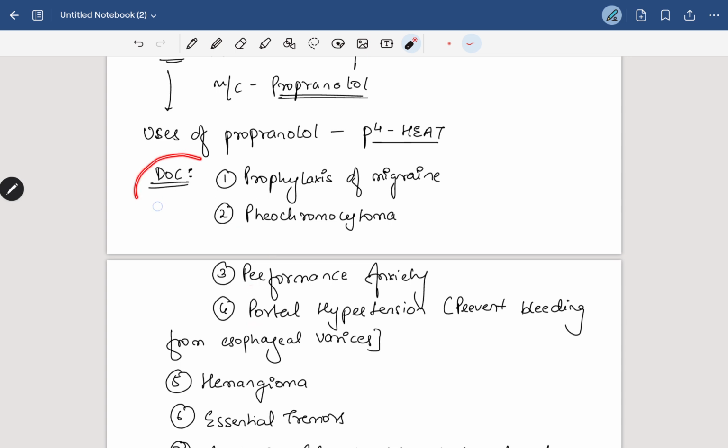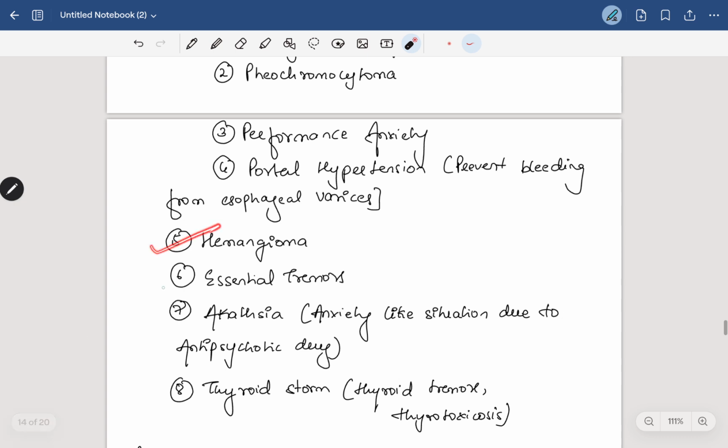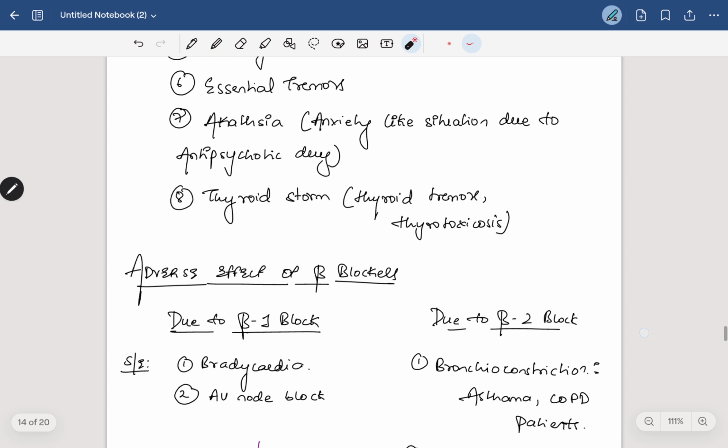Okay, it is a drug of choice in prophylaxis of migraine, pheochromocytoma, performance anxiety, as well as portal hypertension, that is, it prevents bleeding from esophageal varices. H for hemangioma, essential tremors, akathisia, that is anxiety like situation due to antipsychotic drug, and it is also used in thyroid storm. Thyroid storm means there are thyroid tremors as well as thyroid toxicosis.